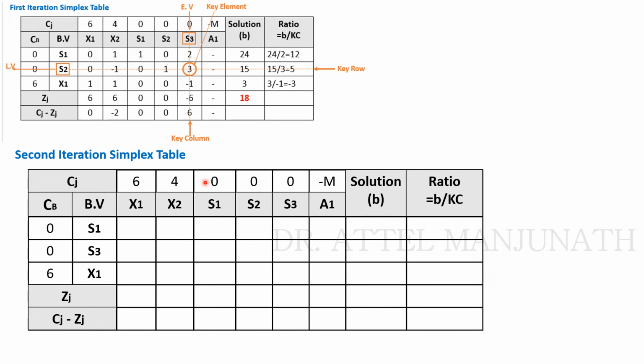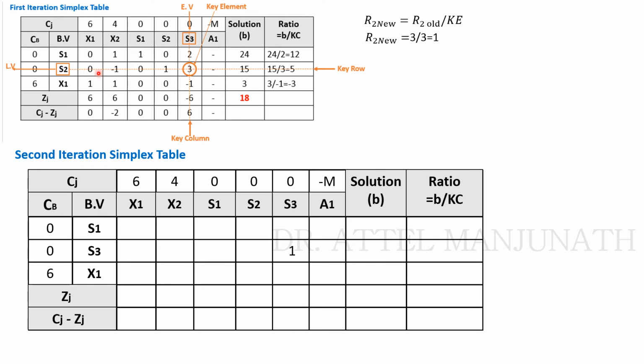Now consider the key row and calculate its values. For calculating key row elements, take row 2 new equal to row 2 old divided by the key element. Here the key element is 3 in the previous table, and the R2 old value is also 3. Once you divide 3 by 3, you will get 1. Write down that 1 in the S3 column.